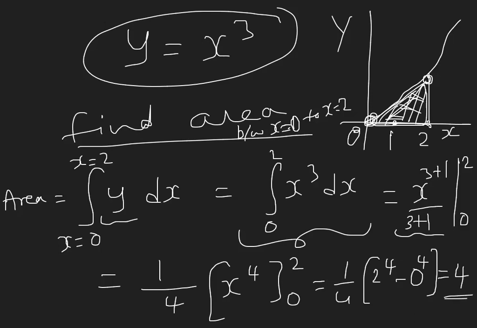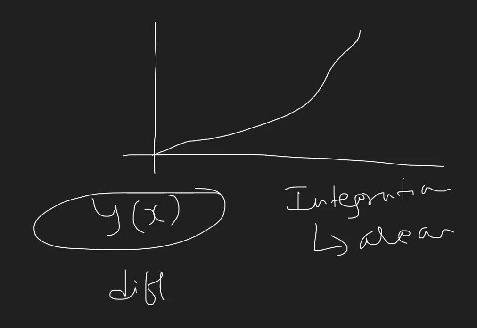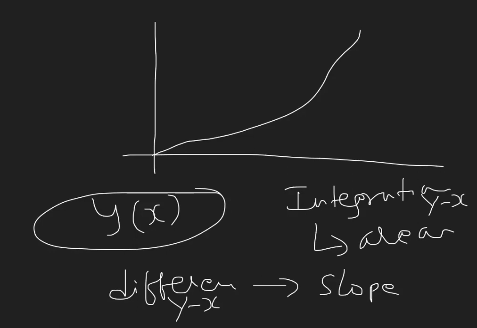Area is 4 units. Whenever we take a graph, suppose this is a y versus x graph, with y as a function of x, then if you do integration we can find the area, and if you do differentiation we can find the slope. Differentiation of the yx graph will give us the slope. Integration of the yx graph will give us the area. Like that, we can apply the limits, from where to where. Suppose I want the area from here to here; we can apply the limits.